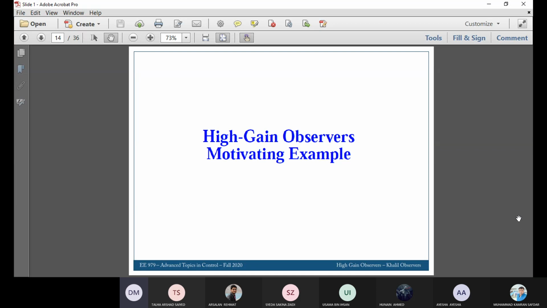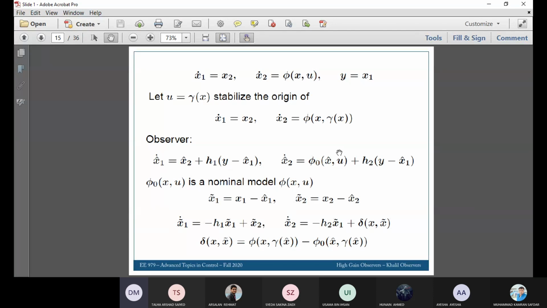Let's start with the Huygens observers. And for that matter, I'm going to start with a motivating example. The example is of a second order system. There are two state equations here. First equation x1 dot equal to x2 and x2 dot is equal to a function of the state and input, and output is the state x1.